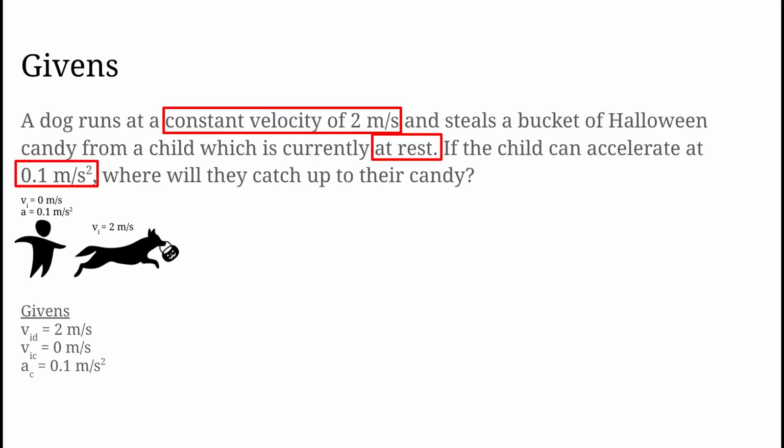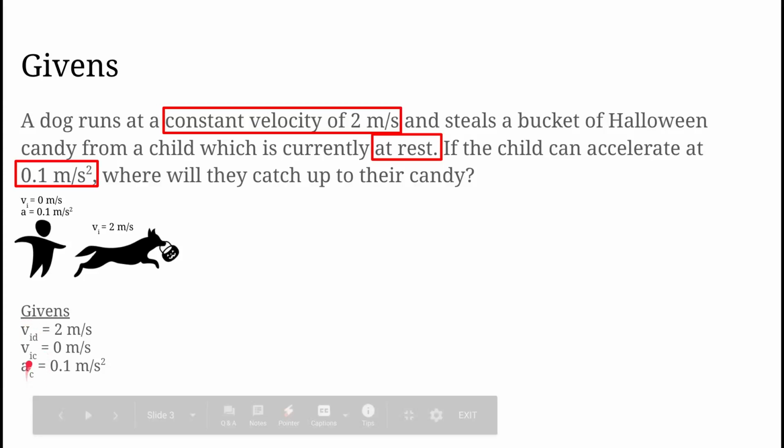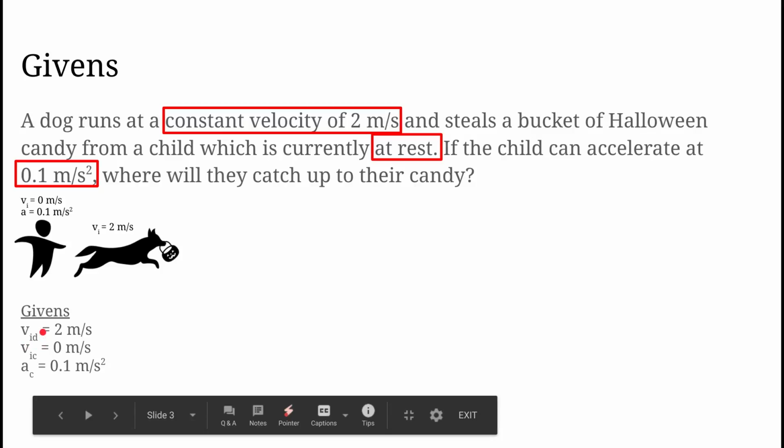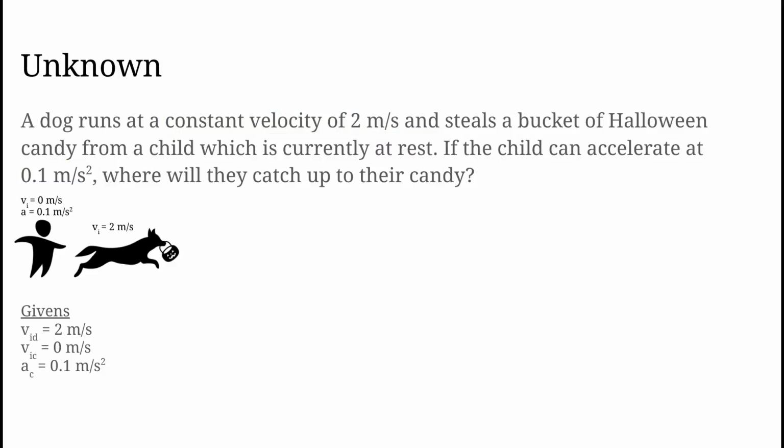Remember that at rest is a velocity, and for the child, that velocity is 0 meters per second. Notice in the givens here that I have added some subscripts. In addition to the i for initial velocity, I've also put a D for dog and a C for child in order for me to just make sure that I can keep them sorted as to which values correspond to which object or which moving body.